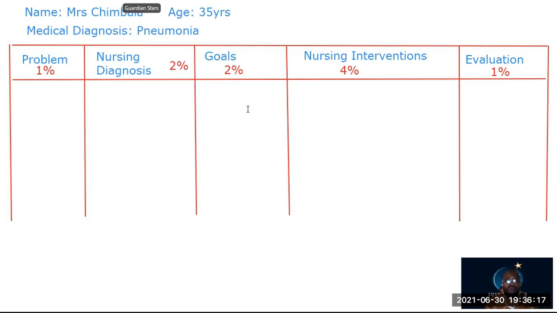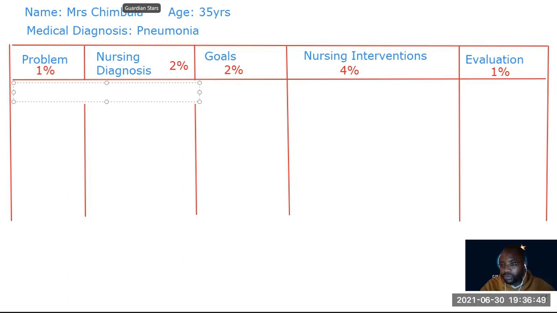So what information are you supposed to write? Now that you know how we grade the nursing care plan, this is what you have to write under the nursing care plan. So let's identify a problem. Mrs. Chimbala came with pneumonia. We know that pneumonia usually presents with difficulties with breathing. That is one of the cardinal symptoms of pneumonia. What problem are we going to identify? Our problem will not be dyspnea or difficulties with breathing. We should not bring out our problem like that.